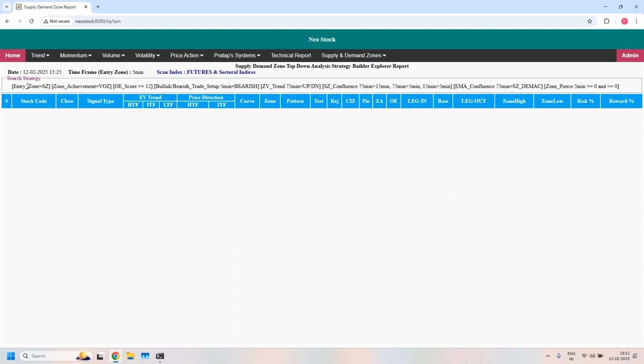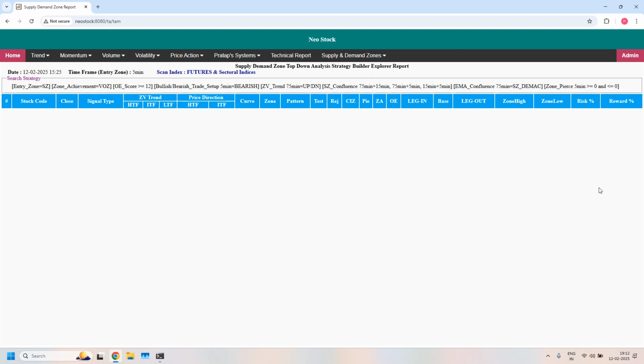Let us check the filter. Supply zone, bullish trade setup, 5 minutes is bearish. Zone violation trend on 75 minutes is either up or down. Supply zone confluence we have set 15 minutes, 75 minutes and 5 minutes. And EMA confluence at 75 minutes supply zone is having daily EMA confluence or not. So all the perfect. So none of the stocks are having EMA confluence at 75 minutes time frame. So this is about bearish trade setup for hourly income trade.